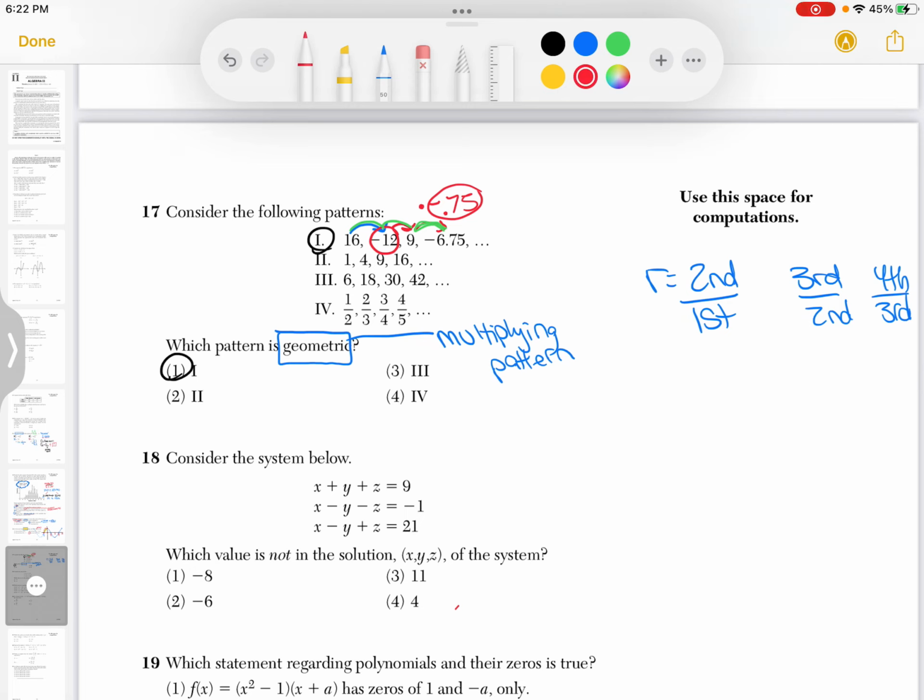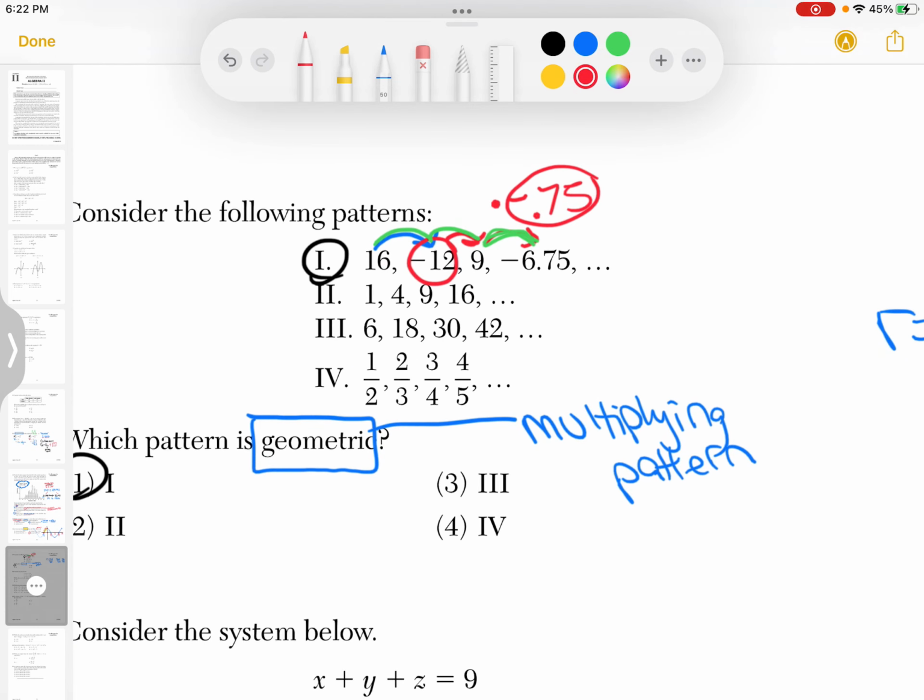My other test taking tip for you is to check the other three anyway, just in case. Some of them are a little bit easier than others. Like the next one, to get from 1 to 4, I have to multiply by 4, but 4 times 4 is not 9, so that one's out. For the next one, to get from 6 to 18, I have to multiply by 3, and if I multiply 18 by 3, I don't get 30, so that one doesn't work.